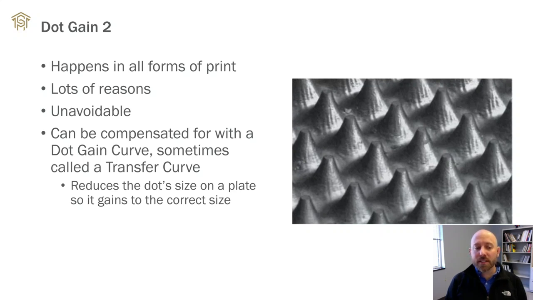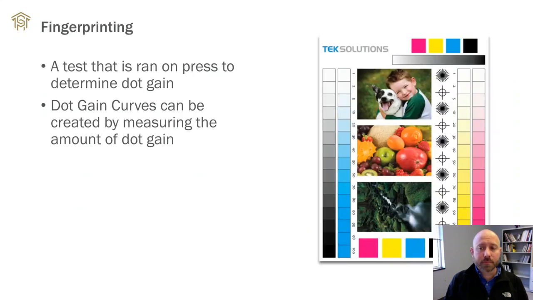What we can do is create something called a dot gain curve. Sometimes dot gain curves are referred to as transfer curves. Essentially what these compensations do is that if we know that the dots are going to print darker and larger, what we do is just make them smaller. We make those dots smaller so they grow and darken to what they're supposed to look like. And again, a very big role for the prepress artist is understanding this and being able to manipulate it.